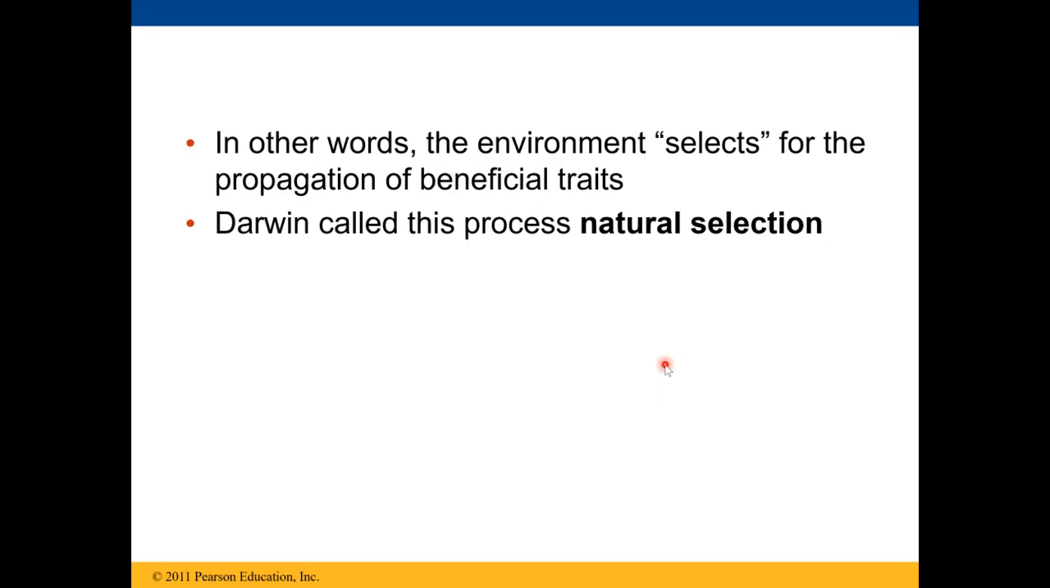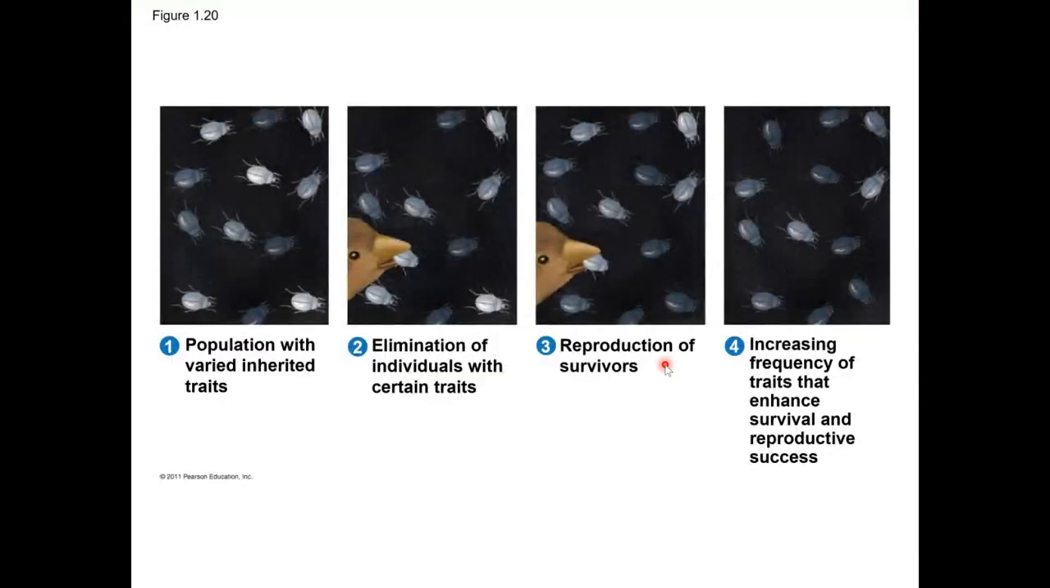I can't. Whoever wrote this didn't study that very well, because the environment doesn't select for the propagation of beneficial traits. The environment selects against those that are not well adapted, because they're the ones that die off and don't have babies. Darwin called this process natural selection, and we'll leave the rest for the Charles Darwin presentation coming up next. Looks like that might not be until tomorrow.